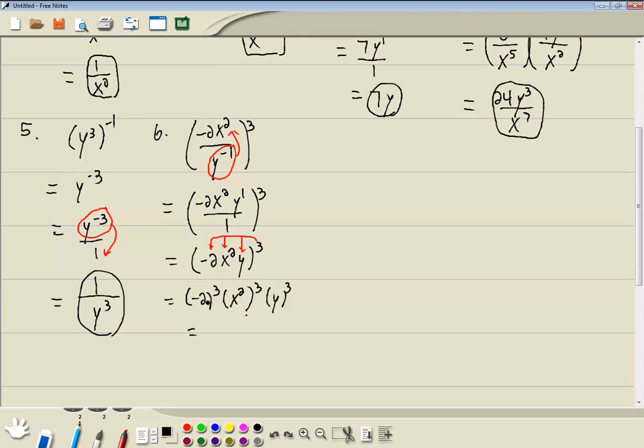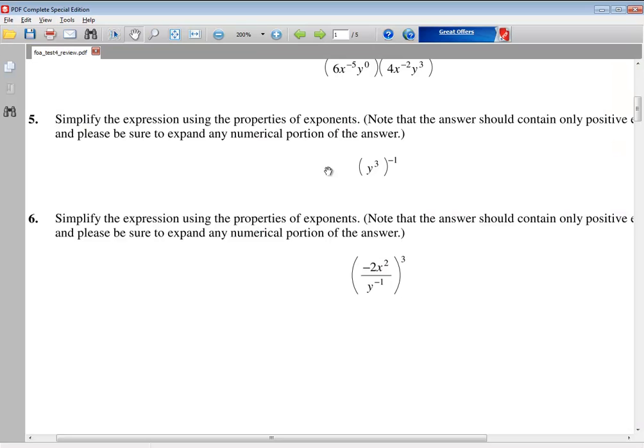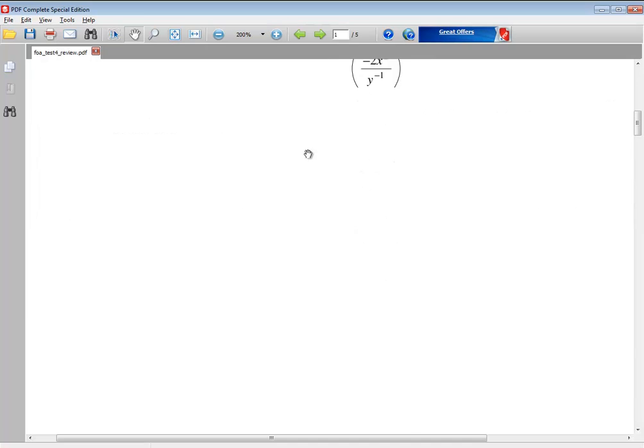Now negative 2 times negative 2 is positive 4, times another negative 2 gives us negative 8. X, and when raising one exponent to another exponent, remember you multiply them together. 2 times 3 is 6. Y, and y to the third power is just y to the third. So our answer is negative 8 x to the 6, y to the third. And number 7.